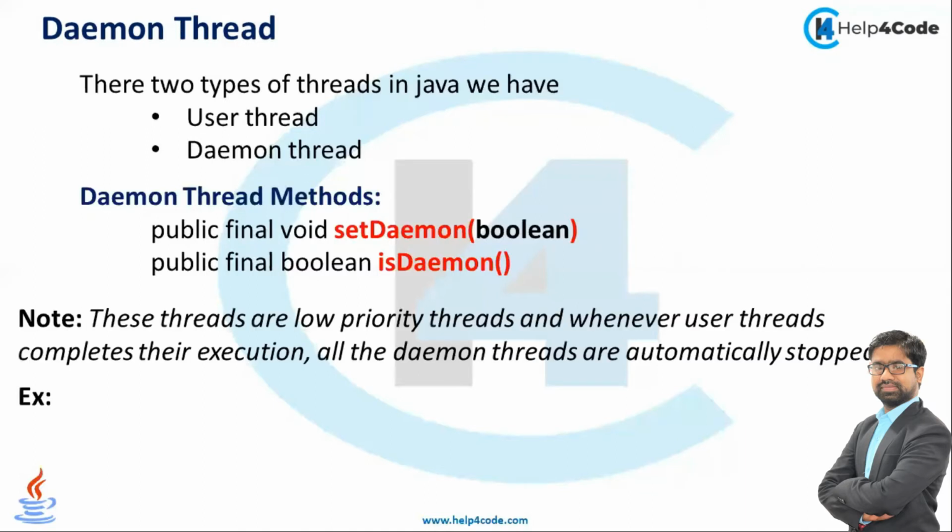An important point to note here is that these threads are low priority threads. Whenever the user threads complete their execution, all the daemon threads are automatically stopped. Means whatever threads are available in the foreground, the daemon threads provide just background support. Whenever our foreground threads complete their execution, all the daemon threads will be stopped. Let's discuss an example so you people have clarity.